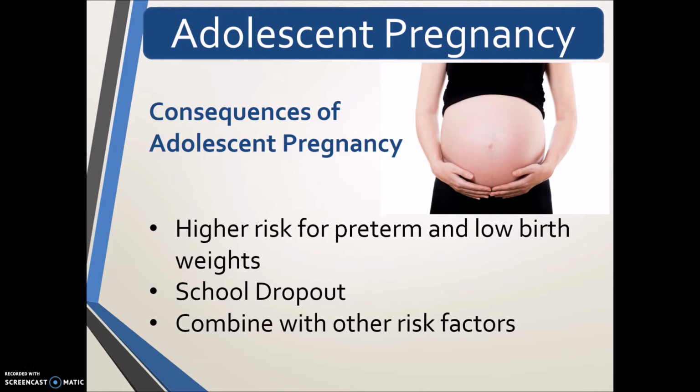So these things also combine with other risk factors. One example could be adolescents living in a low SES community. They're a little more likely to become pregnant. So that is another risk factor there that can lead to more negative outcomes.